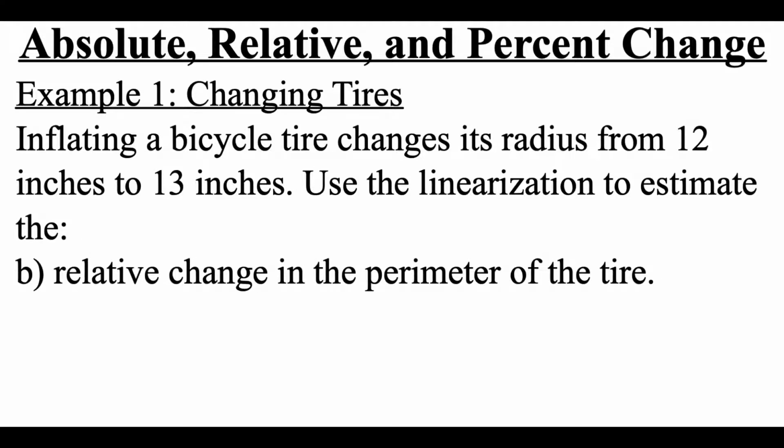Now, in this part, we're going to approximate the relative change in the perimeter of the tire. To do the relative change, we said we take the absolute change and divide by the function at the specific a value that we started with. We just found an absolute change of 2 pi inches. Now we're going to divide that by the perimeter at that starting a value. And again, we know that the perimeter is 2 times the radius times pi.